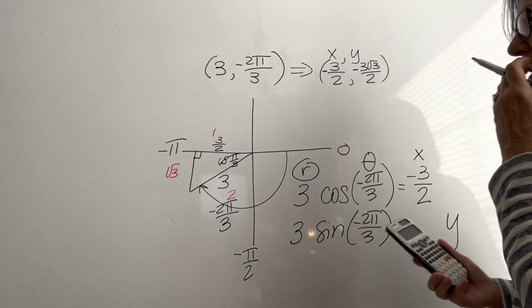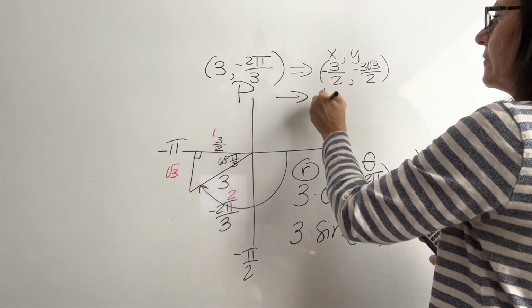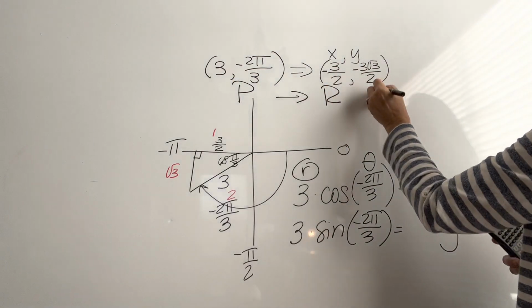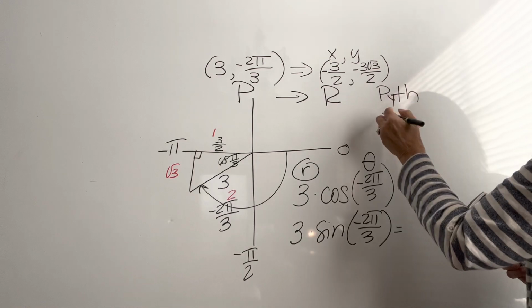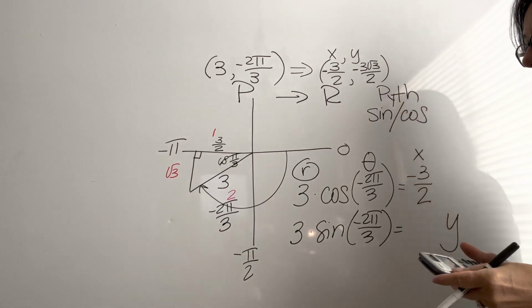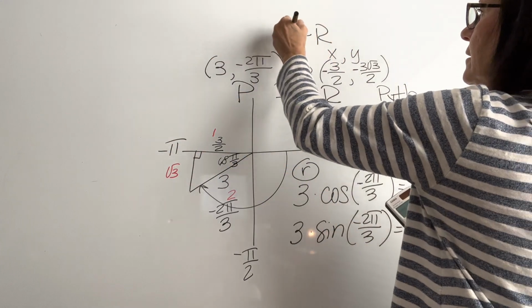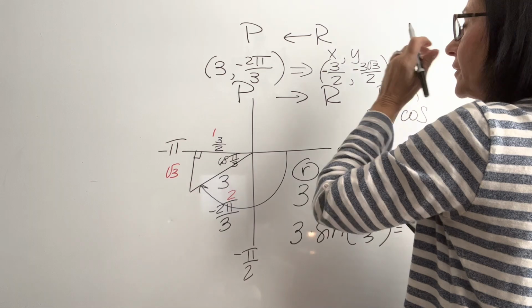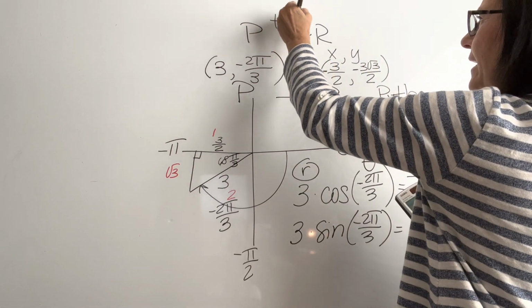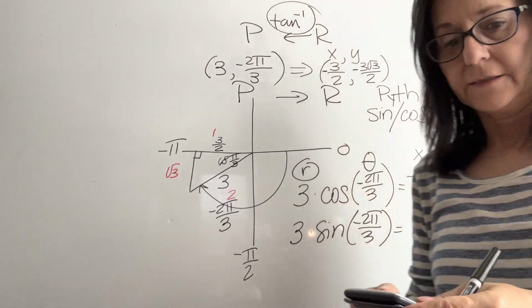All right, so when you're going from polar to rectangular, you're using Pythagorean's theorem, and you're using sine and cosine. When you're going the other direction, rectangular to polar, you're using the tan, the inverse tan, actually.